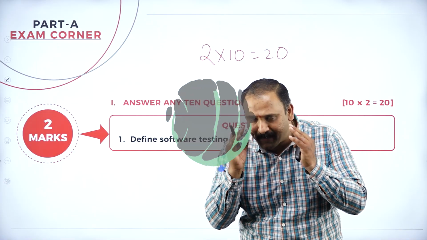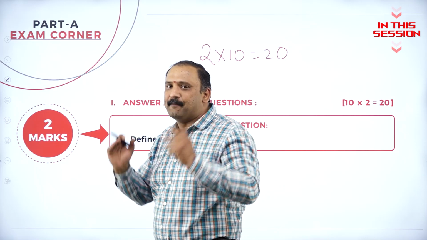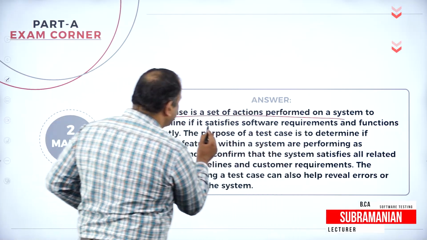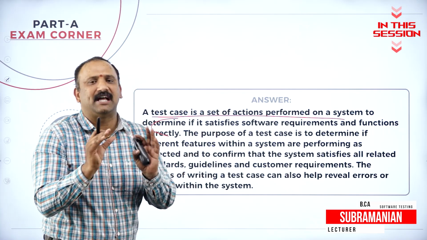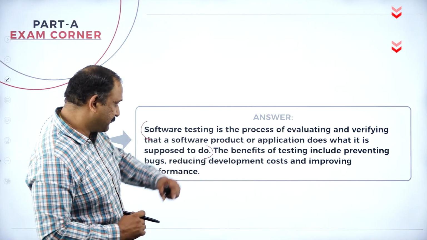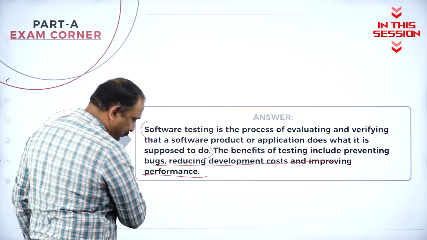Just by solving part A thoroughly, you will be able to score 20 marks completely. Software testing is a set of actions performed on a system to determine whether it satisfies the software functions altogether. The benefits of testing include preventing bugs, reducing development cost, and improving performance.